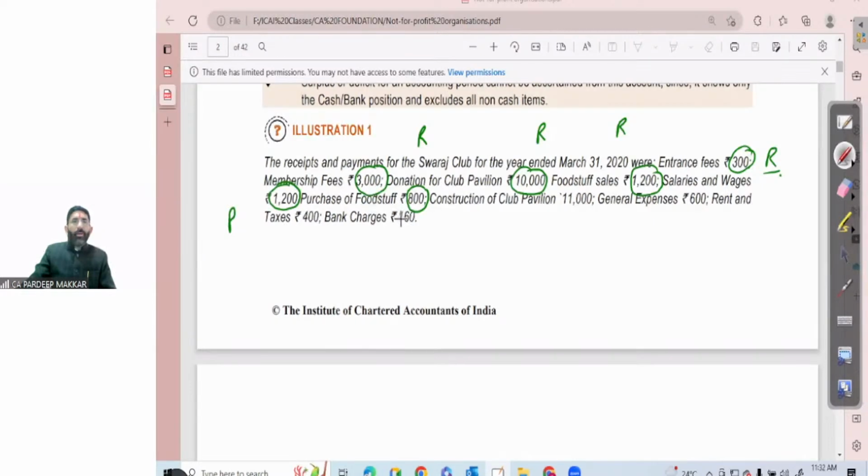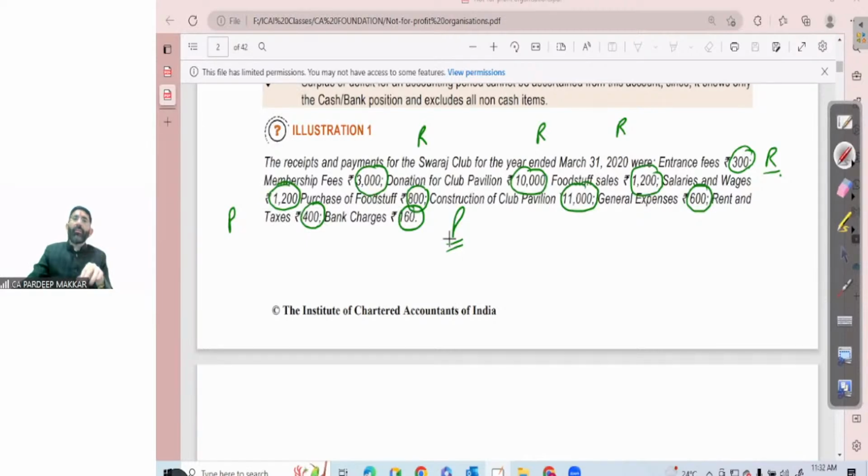So tell me where this purchases of foodstuff will be entered, where this construction of club pavilion will be entered, where this general expenses will be entered, rent taxes will be entered, bank charges will be entered, beta. This will be all entered in the payment side, not in the expenditure side, because if you use the word expenditure, then revenue and capital expense will create a problem for us. Here in receipt and payment account, we are considering the payments only. We are not considering the revenue or capital expenses.